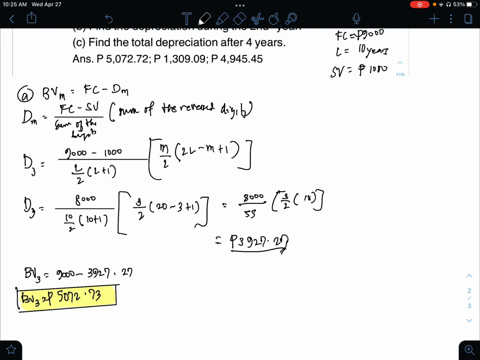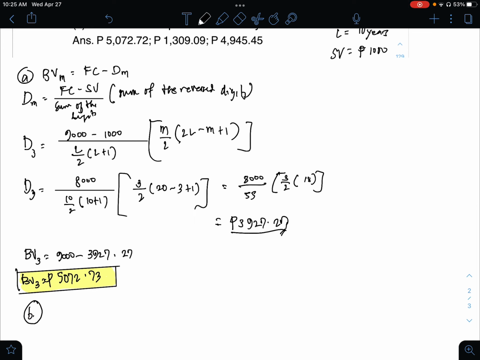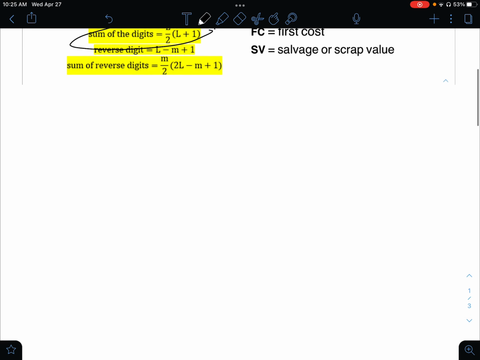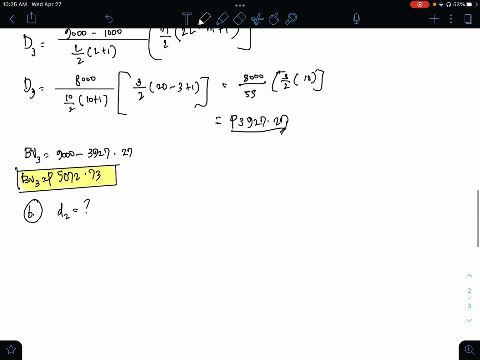So, for letter B, the depreciation during the second year. What we are looking for in letter B is the depreciation at the second year. So, what is the depreciation value at the second year? Our formula for DM is FC minus FSB over sum of the digits times reverse digits. So DM is equal to FC minus salvage value over the sum of the digits, multiplied by the reverse digit.